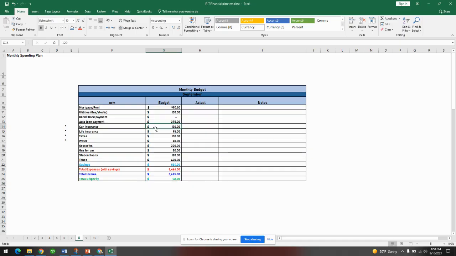So I paid off my car insurance premium, my life insurance premium, I paid off my taxes, I paid off my water. Okay, boom. This looks way better. I have an additional $516 every single month.